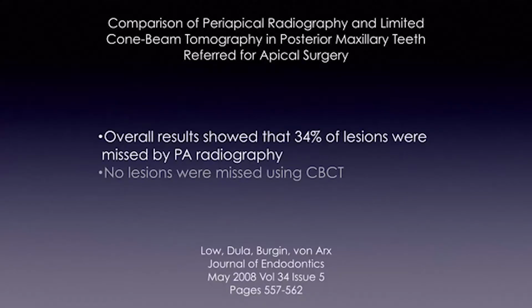Low, Dula, and Bergen et al. compared periapical radiography and limited cone beam computed tomography in posterior maxillary teeth referred for apical surgery. They found that 34% of the lesions were missed by periapical radiography and virtually no lesions were missed with cone beam computed tomography. So how does this bear out in the real world?